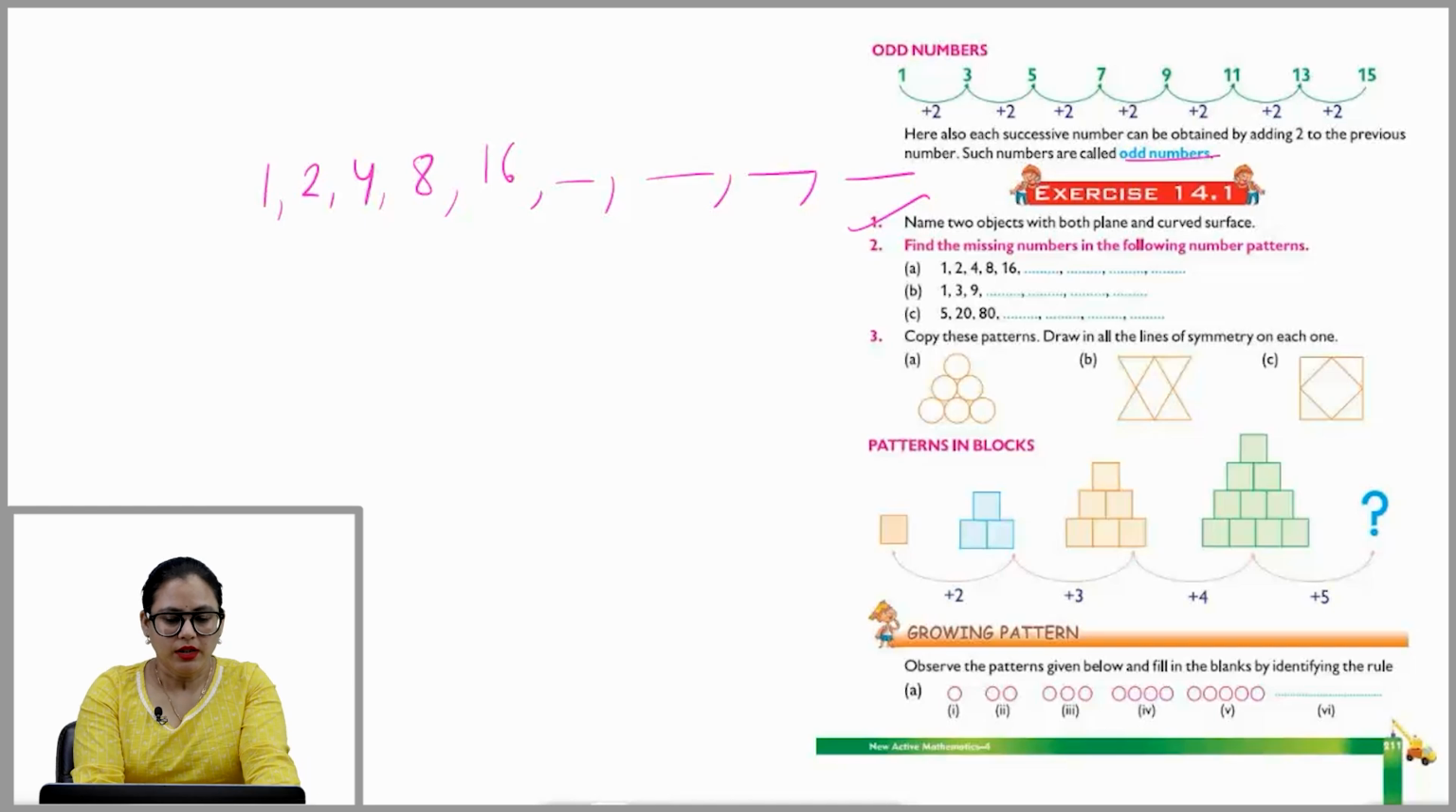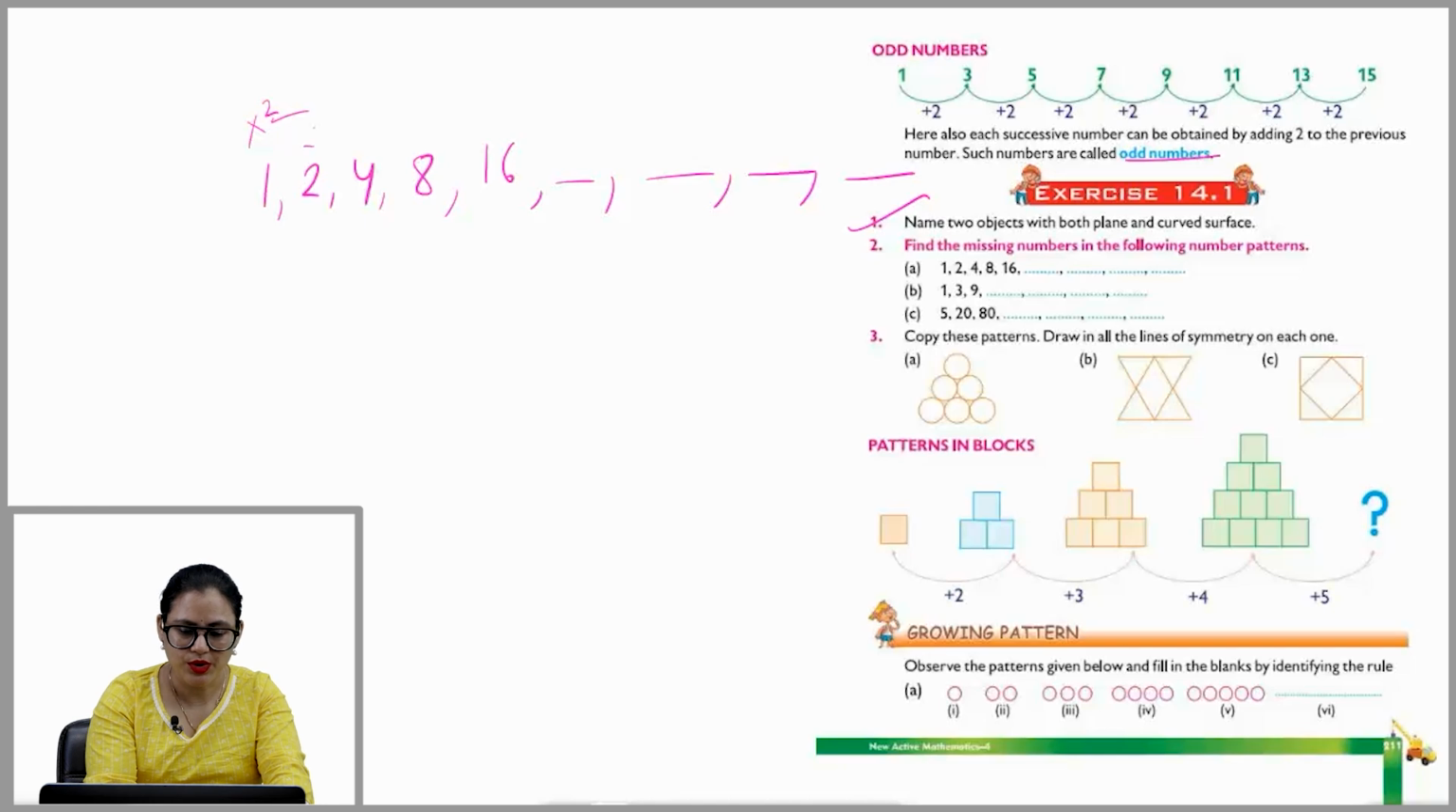Now, if you think that we'll add 2 to get the next number, no, this is not so. See, we'll multiply by 2. 1 into 2, 2. 2 into 2, 4. 4 into 2, 8. 8 into 2, 16. 16 into 2, 32. 32 into 2, 64. And then we'll multiply 64 by 2. 64 into 2 is 128.